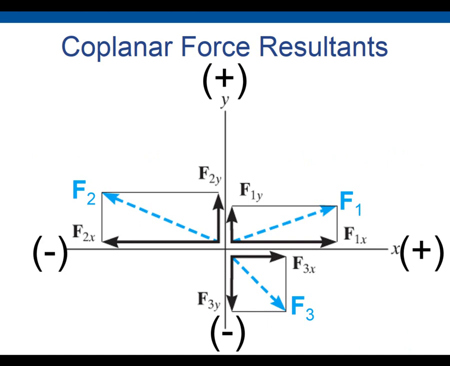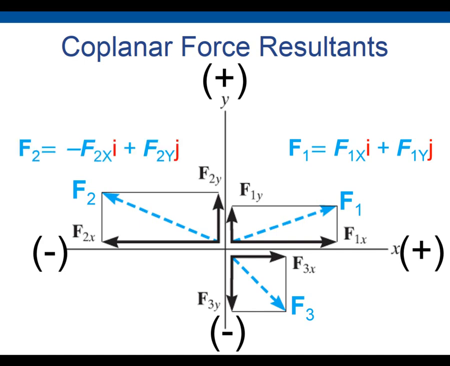How about the Cartesian notation? So F1 is F1x i plus F1y j. F2 equals minus F2x i plus F2y j. F3 is F3x i minus F3y j.